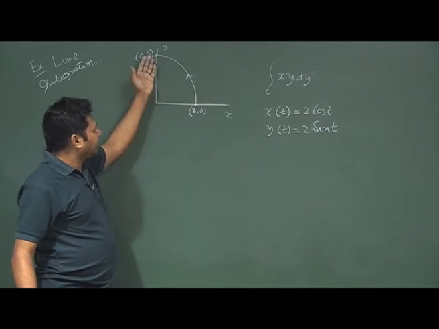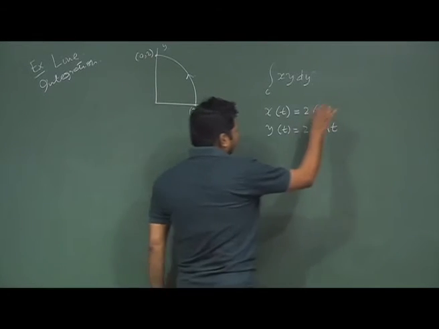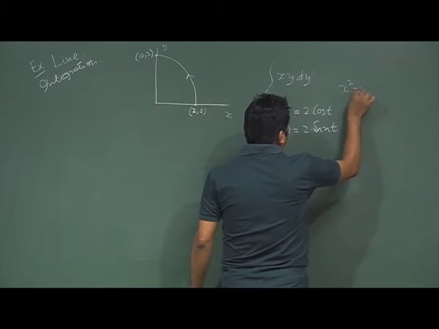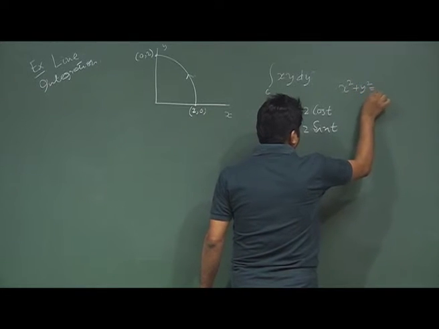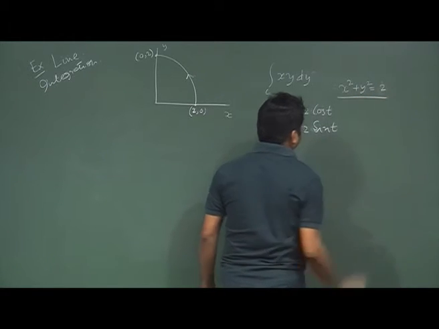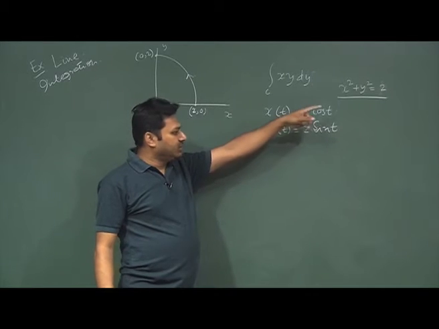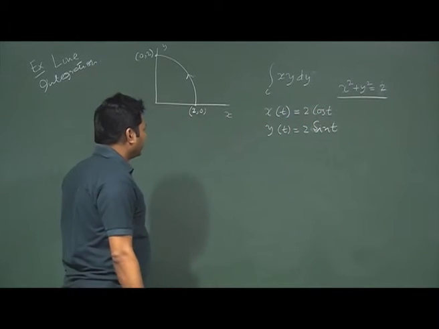And also this is a part of the circle. So, the relationship between x and y is already there, where the radius here is 2. So, it is something like this. If you calculate from this parametric variation, then you will get back to that relationship also.